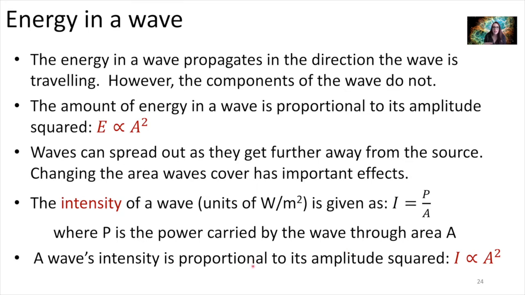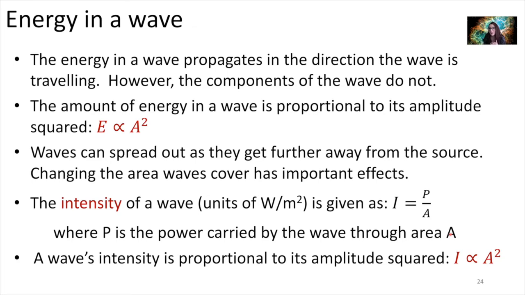A wave's intensity is also proportional to its amplitude squared. The energy is proportional to the amplitude squared. The intensity is proportional to the amplitude squared. I know that there are some different types of A's floating around in here. At some point in physics, it's important to keep track of what these symbols represent. Sometimes it's the same symbol, but it will mean a different thing in a different equation. That's why it's important to understand what's going on in the equations versus trying to memorize them. In any case, that's something that we'll have to keep track of.